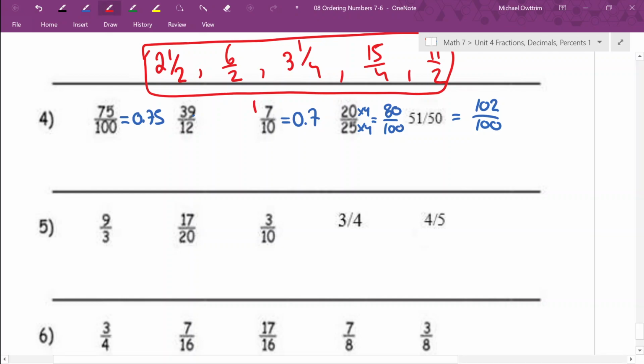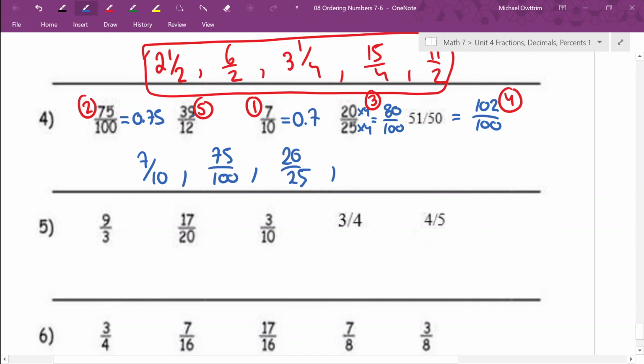So what is my smallest? 7/10 is my smallest. Next, I'm going to have 75 out of 100. Next, I'm going to have 80 out of 100. Next, I'm going to have 102 out of 100. And then lastly, this guy here is going to be a lot out of 100. So I'm not even going to deal with it. I just know it's the biggest. So going from smallest to largest is 7/10, then 75 100ths, then 20 out of 25, then 51 50ths, and then 39 12ths.